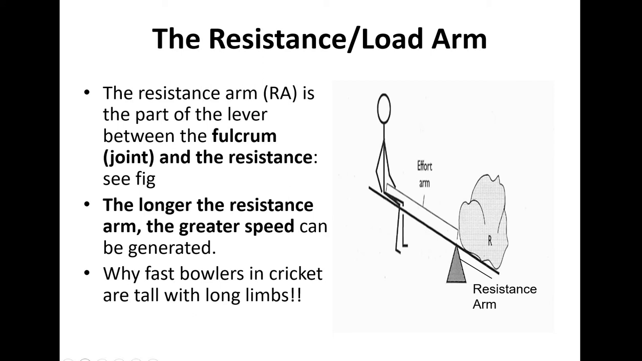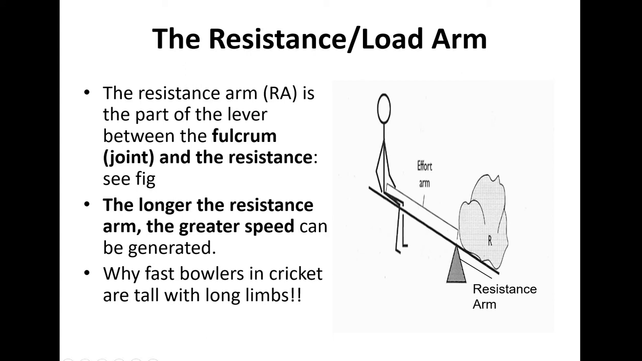So the resistance arm is the part of the lever between the fulcrum and the resistance. And the longer the resistance arm, the greater speed can be generated with that movement. This is why fast bowlers in cricket are tall with long limbs, because then using those long limbs, they can create more speed with their movement.